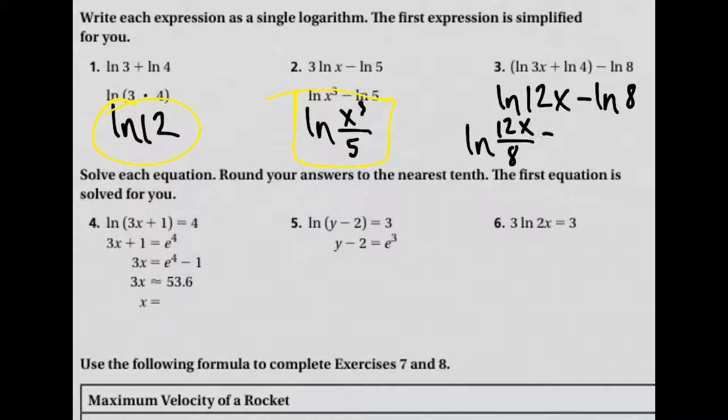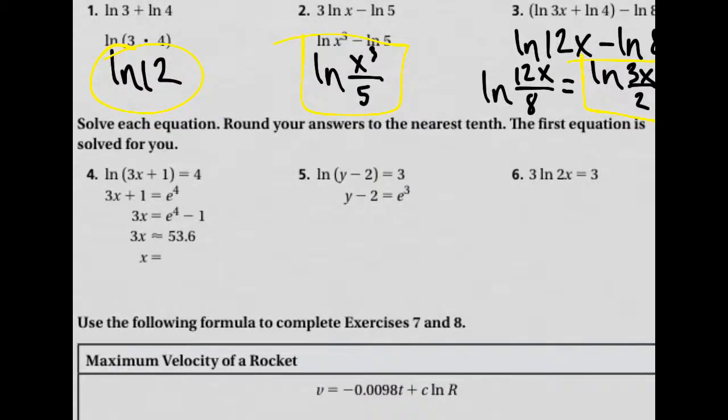Simplify it as much as you can. So for my final result, 12 and 8 can both be divided by 4, right? So it's ln of 3x over 2. And that is your final result. Please don't write ln of 3x over ln of 2, right? The point is to put them together as one single logarithm.